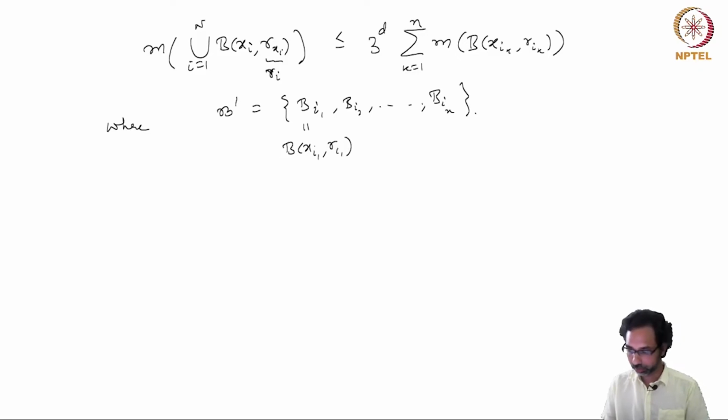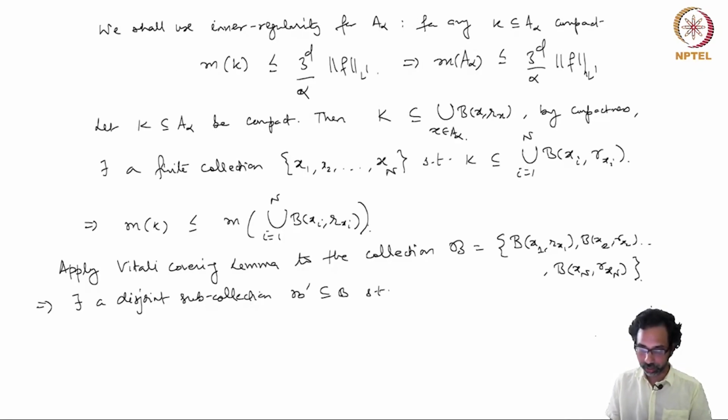So we now can estimate this measure of the compact set by the Vitali covering lemma here as 3 to the power d times the sum over k equal to 1 to n of the measure of B(x_ik, r_ik). And now we will try to conclude.